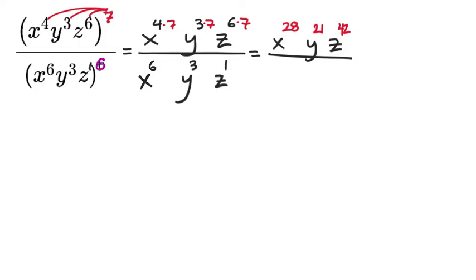I'm going to take the 6 exponent and distribute it into each exponent on the inside. So that's 6 times 6, 3 times 6, and then 1 times 6. This will give me new exponents for each of these bases, x, y, and z. X to the power of 6 times 6, that's 36. Y to the power of 3 times 6 is 18. And z to the power of 1 times 6 is 6, okay?